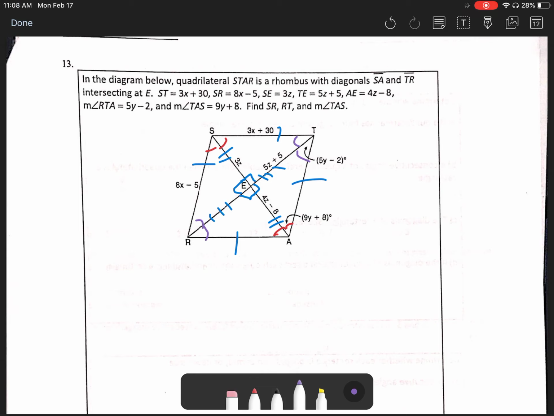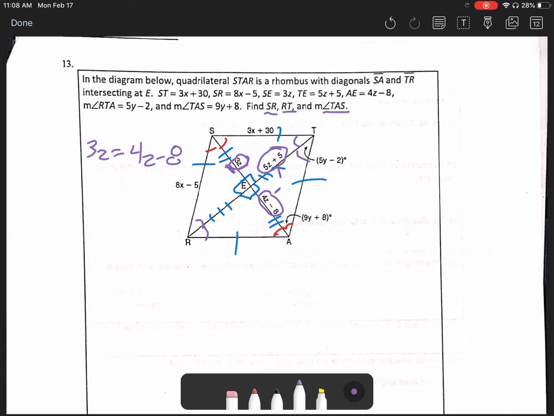Now the challenge is trying to figure out what properties we're going to use, because we're trying to find SR, RT, and TS. So essentially we're going to have to find the values of X, Y, and Z. Now I see Z in three places. There's no relationship between here and here because the diagonals aren't congruent to each other, but I do know that 3Z is equal to 4Z minus 8 because the diagonals bisect each other.